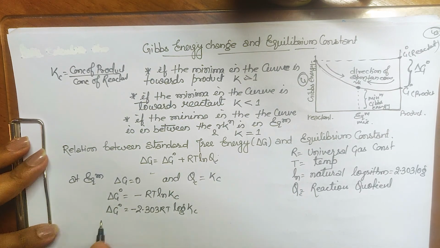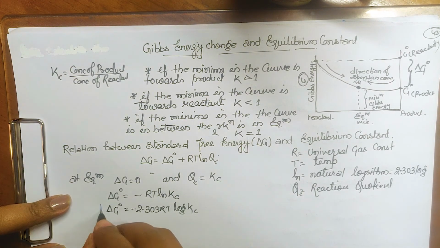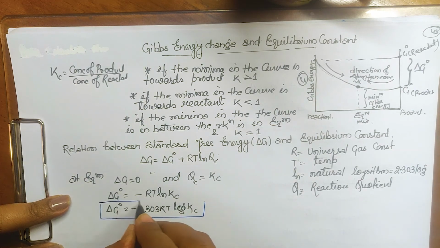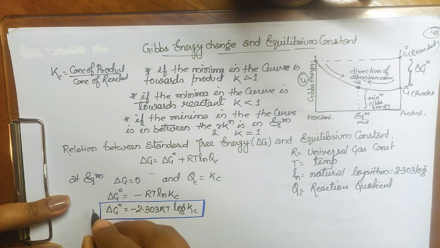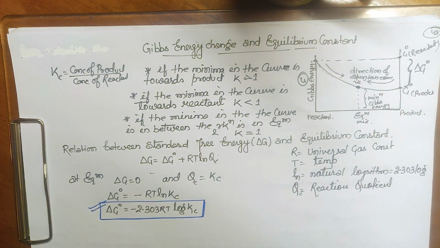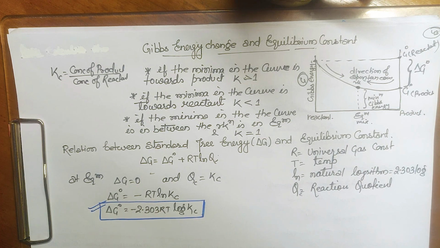Delta G naught is equal to this, and this is the formula that we have to note down, and there will be questions based on this. So that is the important thing. Hope it is clear. Is there any doubt? Okay, so that's it for this, and then at the last we will do the third law of thermodynamics, and then the chapter will be finished.